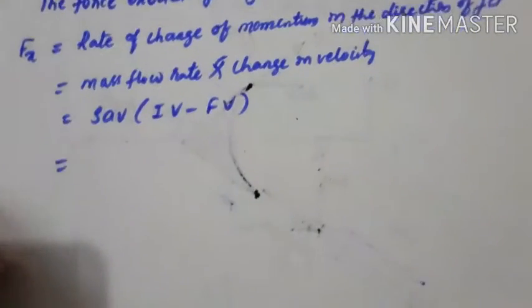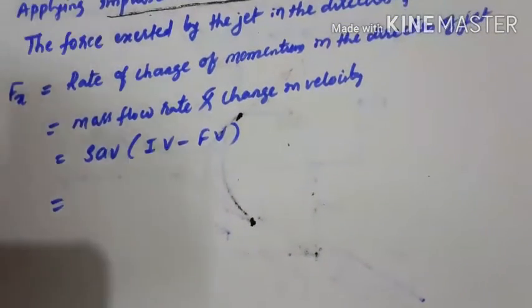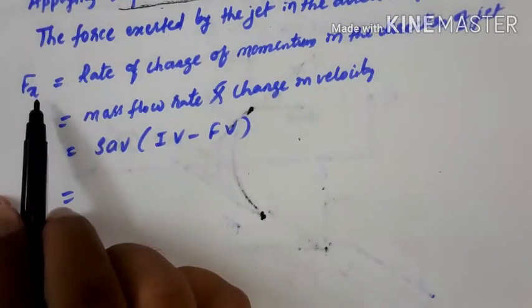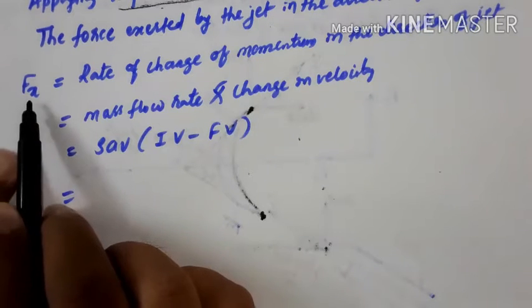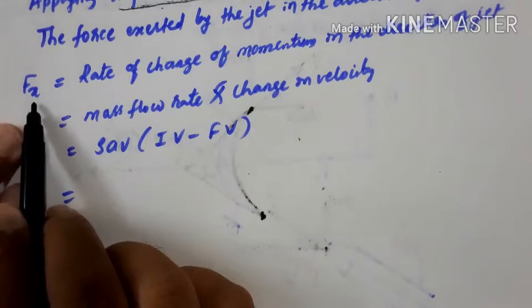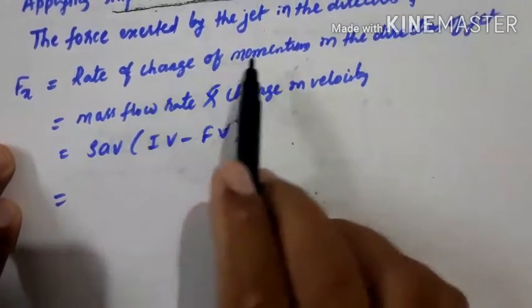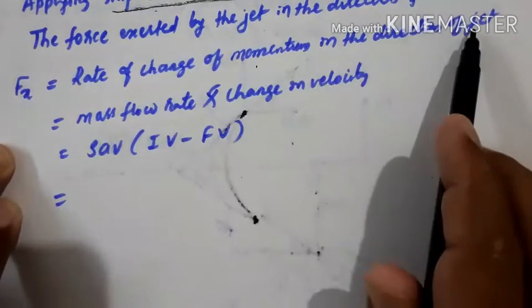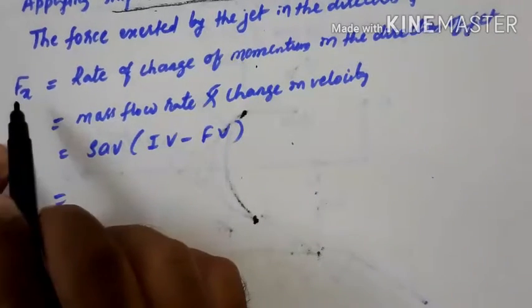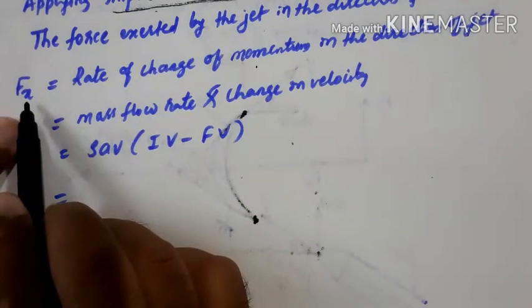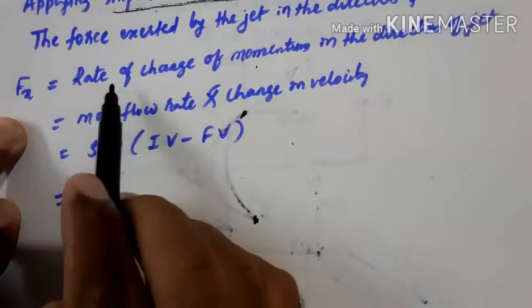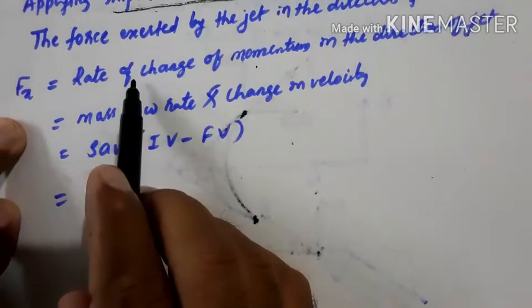Then here I am applying the impulse momentum equation. So we know the impulse momentum equation, that is Fx. Why am I taking Fx here? Because we want the force in the x direction. The x direction force can be calculated as the rate of change of momentum in the direction of the jet. Since the force is applied in the x direction, we also have to take the momentum in the x direction.